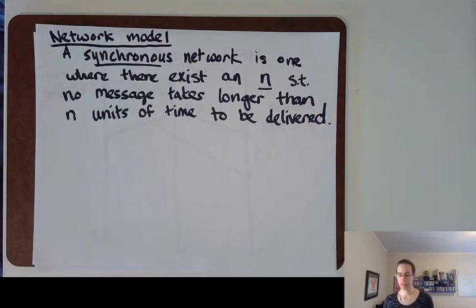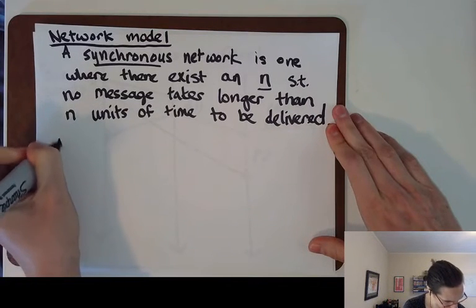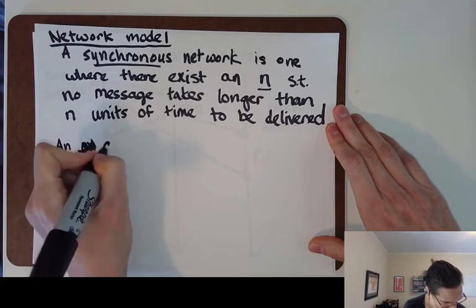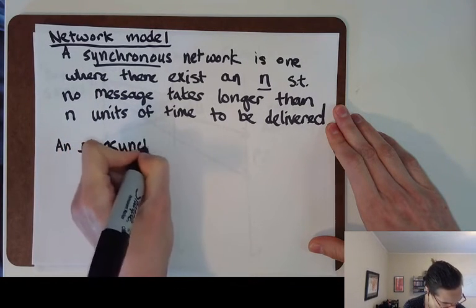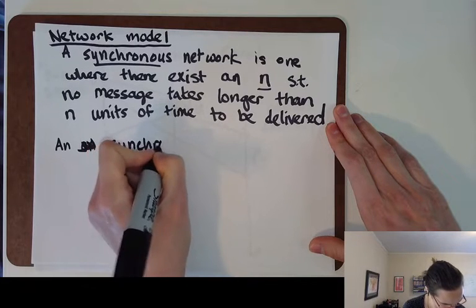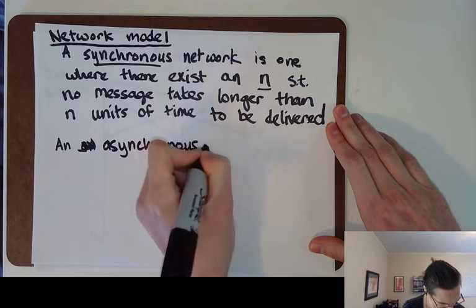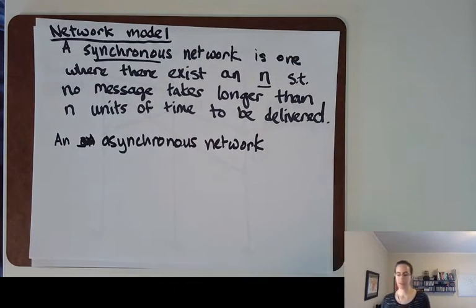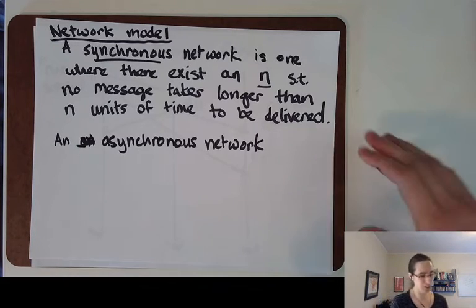We're going to spend most of our time talking about another network model. The asynchronous network model. So what's an asynchronous network? An asynchronous network is just a network where there exists no such n.